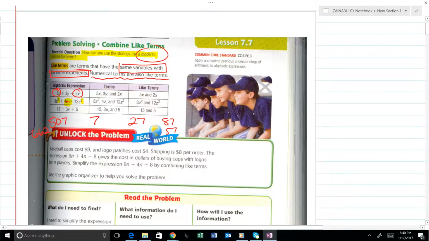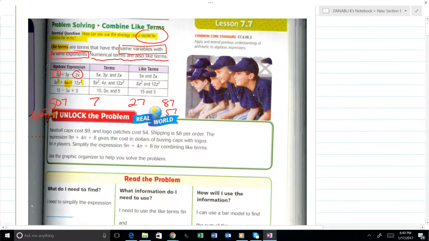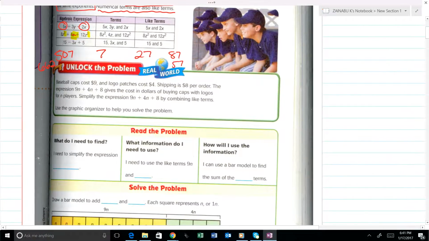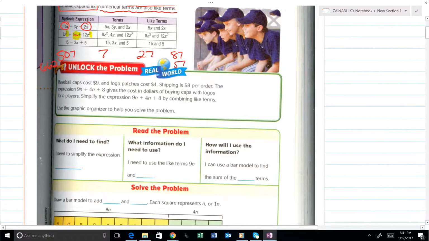Now we can take a look at the rest of the table where it shows us the like terms and the ones that are unlike, but let's move on. The problem reads, baseball caps cost $9 and logo patches cost $4. Shipping is $8 per order. The expression 9n plus 4n plus 8 gives the cost in dollars of buying caps with logos for n players.